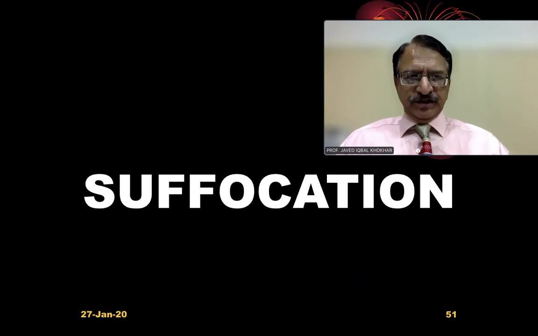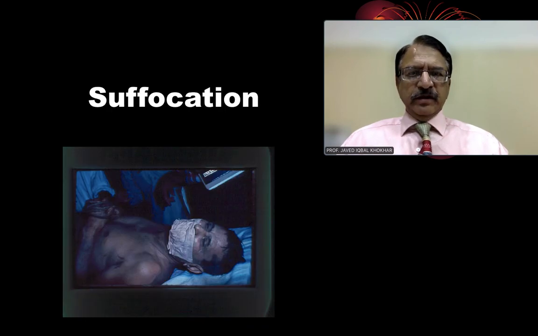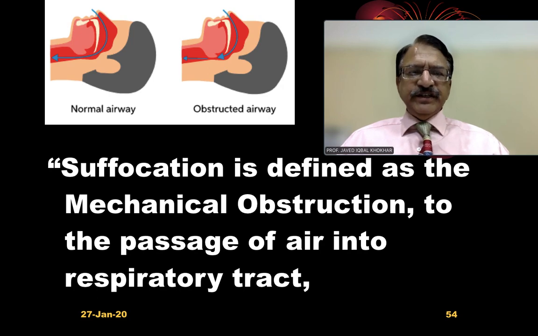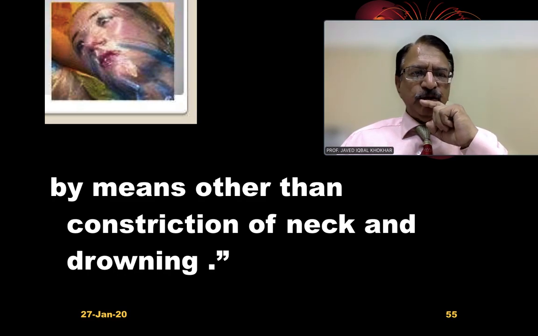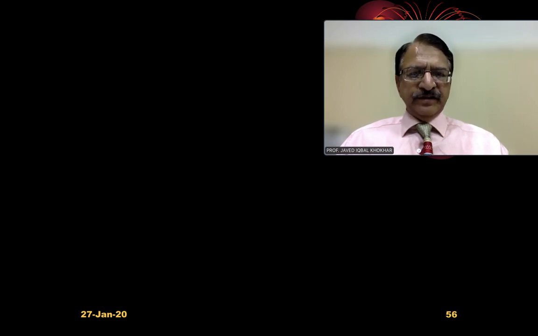Now suffocation. We start with the specific asphyxia, that is suffocation. Suffocation is defined as the mechanical obstruction to the passage of air into the respiratory tract by means other than constriction of the neck and drowning. So that means the entry of air into the respiratory tract is blocked at the nose and mouth level, not at the neck, nor by drowning. So it is mechanical obstruction at the level of the orifices.